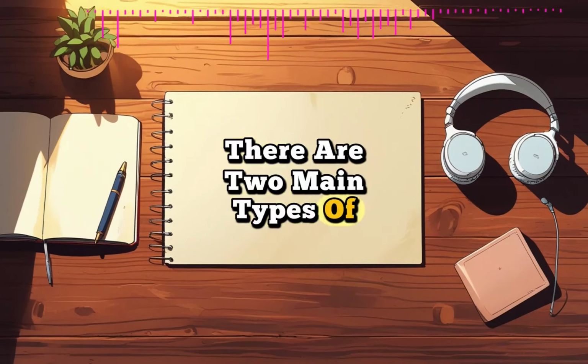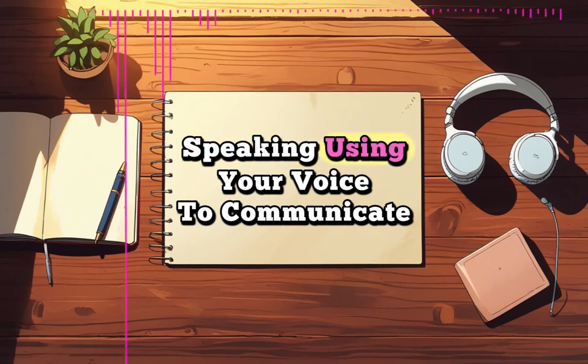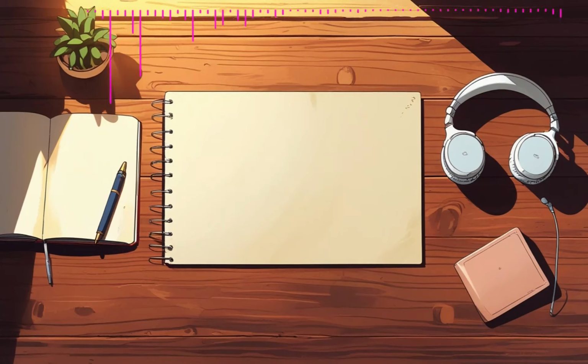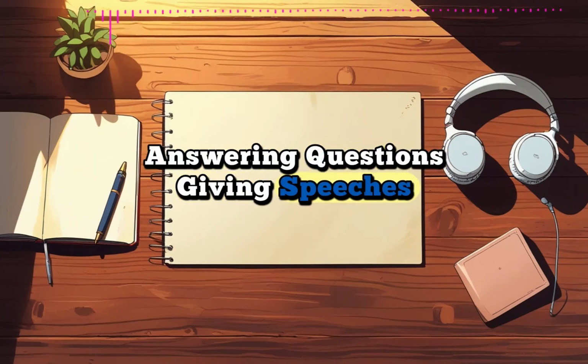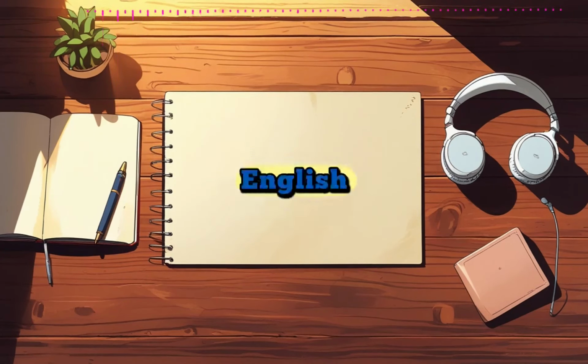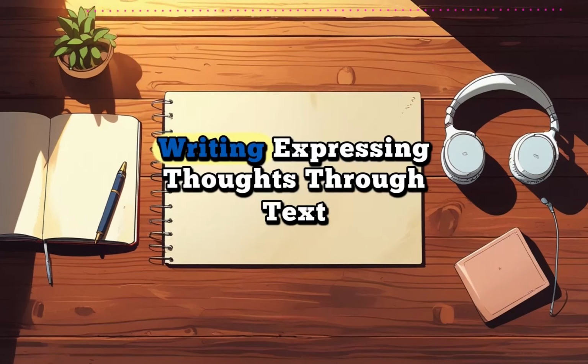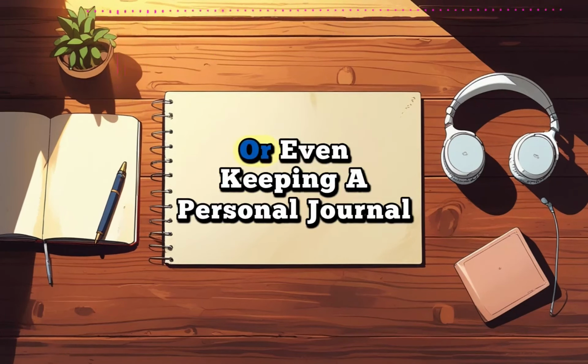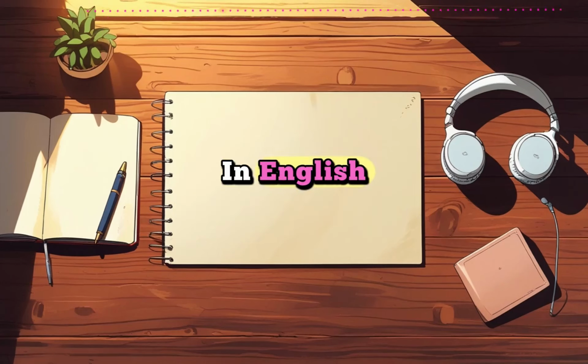There are two main types of output. Speaking: using your voice to communicate in English. This includes conversations, answering questions, giving speeches, or even thinking out loud in English. Writing: expressing thoughts through text. This includes writing essays, emails, social media posts, or even keeping a personal journal in English.